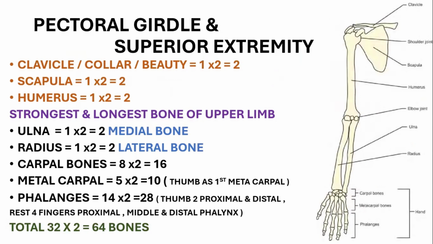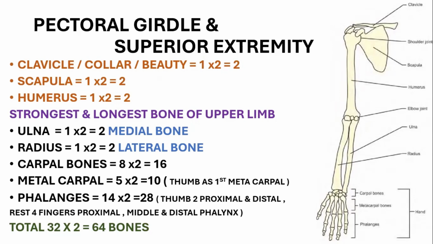Okay, the pectoral girdle, which is also known as the shoulder joint, and the superior extremity. First, keep your hand on the shoulder joint, and we can see that there are so many bones contributing to the shoulder joint. How many bones? 3 bones. What are they? The clavicle, scapula and humerus.